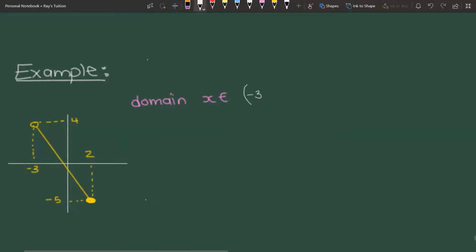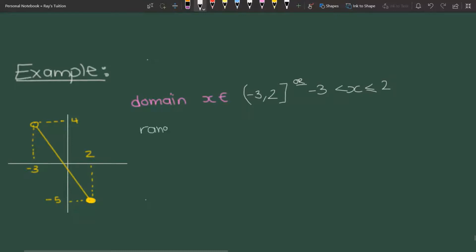Looking at the biggest x value, it will take all of these x values over here, and the biggest one that it takes is 2. The 2 is included, so we put a square bracket. Another way of writing it is as an inequality: x is greater than -3 and less than or equal to 2. It really depends which notation you would like to use.